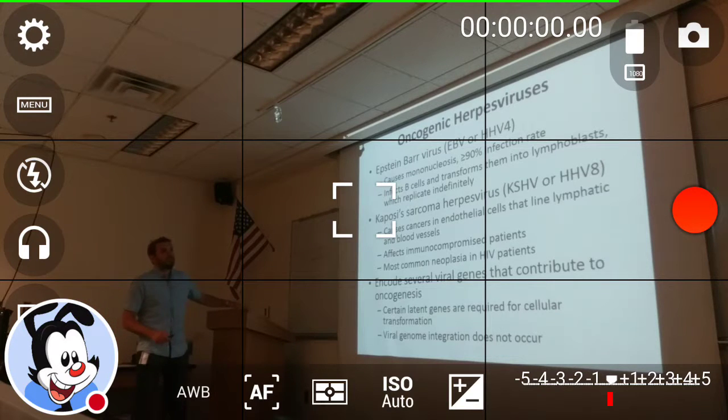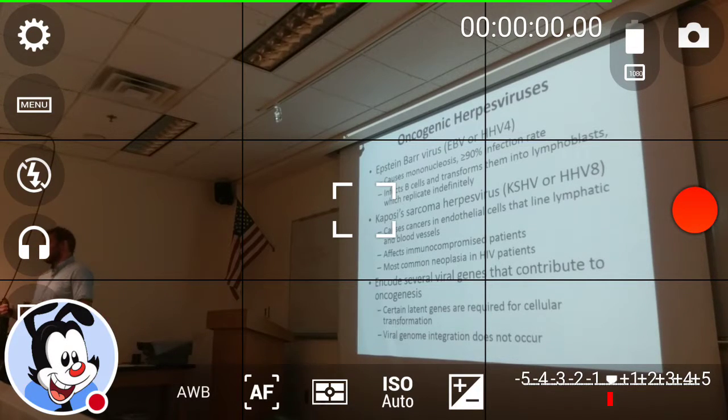Then there's KSHV, or HHV8. These are viruses that typically in the normal population won't cause disease, but it's one of the factors in HIV/AIDS. A lot of people will get these carcinomas. They actually cause cancers of endothelial cells, and when you get those cancers, a lot of people have these stains on their body from where the blood vessels are becoming really noticeable. It's, like I said, immunocompromised patients primarily, and it's the most common cancer in HIV patients, and it's one of the factors that defines the switch from being HIV positive to having AIDS.